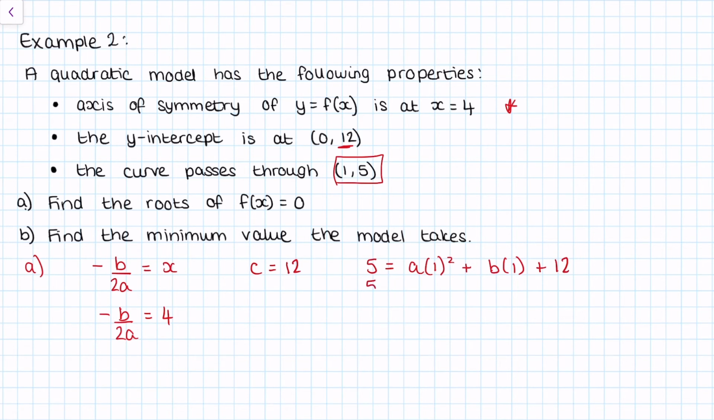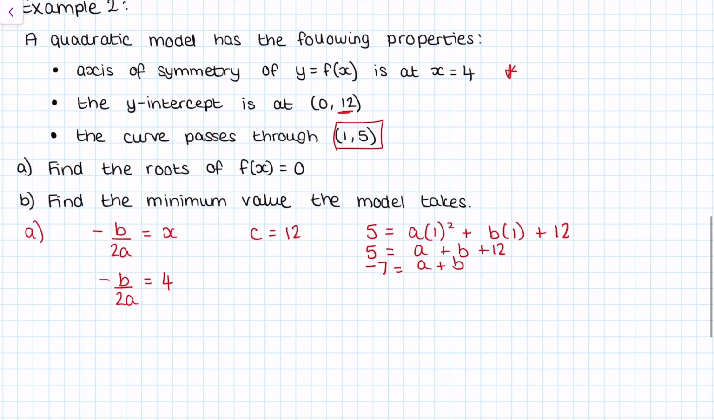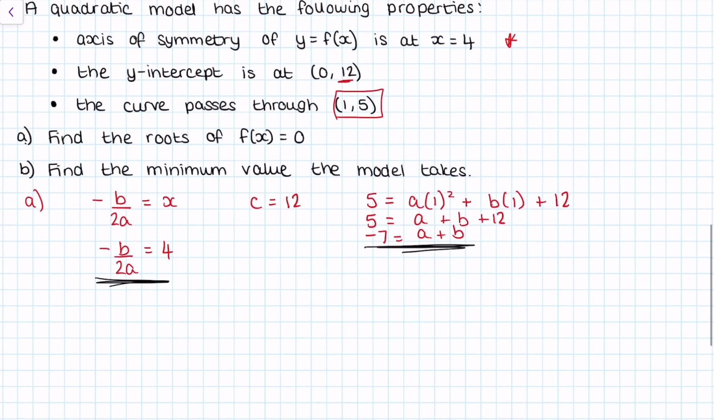And then we can simplify this. So we've got 5 equals a plus b plus 12, which means then we get negative 7 will equal a plus b. Now from here, we now have two variables we need to solve for, a and b, and we have two equations, which is what we need. We just need to use our GDC to solve.